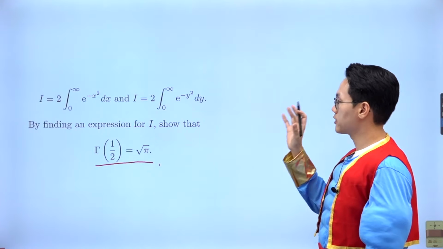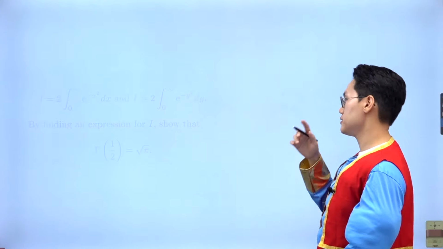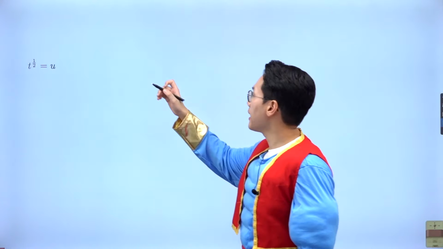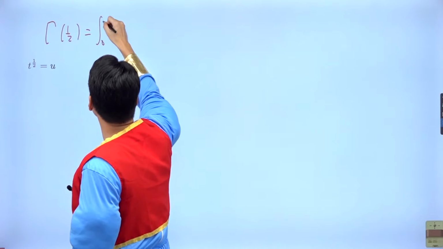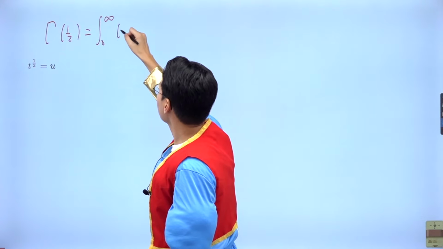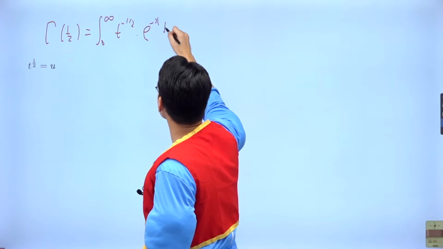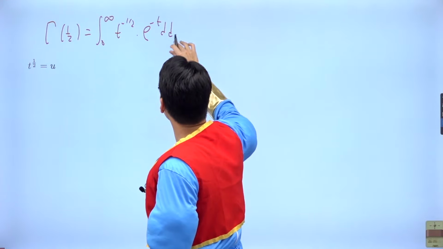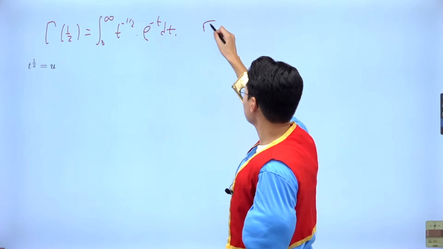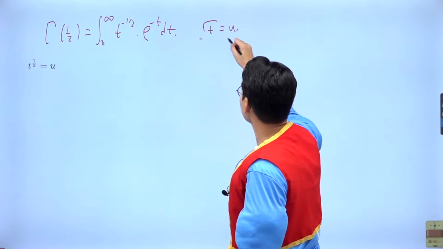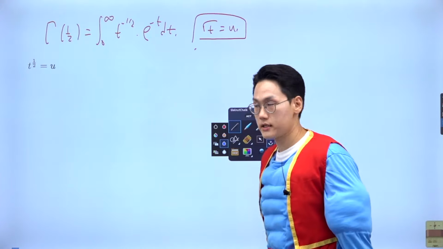Let's talk about what gamma of half is going to be, using integration by substitution. Gamma of half is the integral from 0 to infinity of t to the power of negative half times e to the power of negative t dt. What I'm going to do is make a substitution: I'm going to make the square root of t as u, change it in terms of u, and then show you how the integration is going to go.